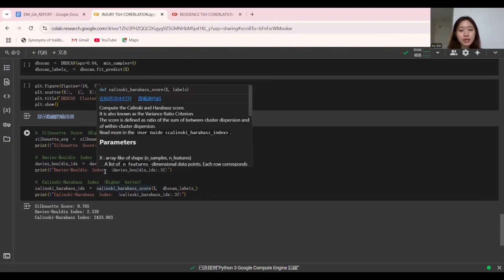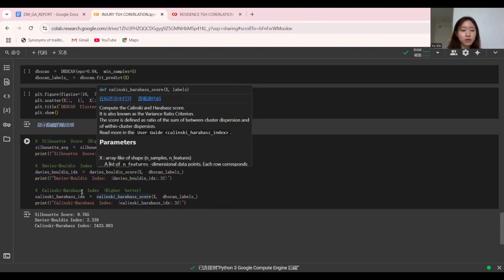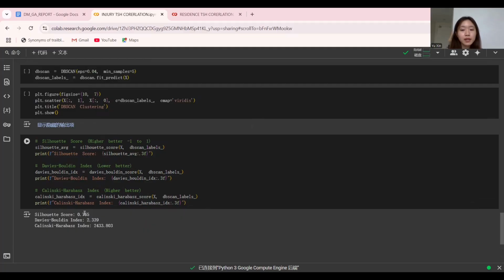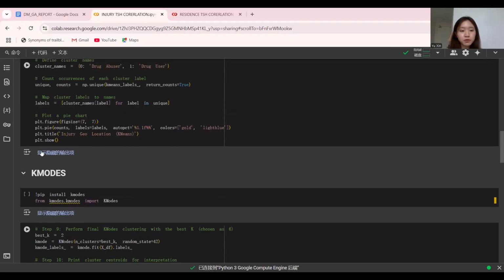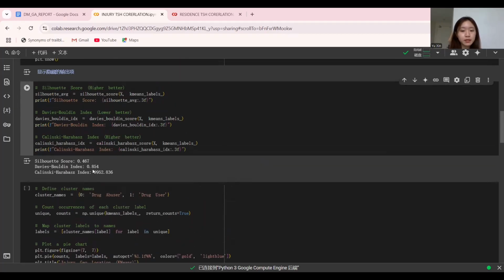DBSCAN had a higher silhouette score of 0.765 but a high DBI score of 2.339 suggested overlapping clusters, while the chi-score of 2433.803 indicating moderate separation. Overall, K-means was the best performer due to its better balance of compactness and well-defined structure.